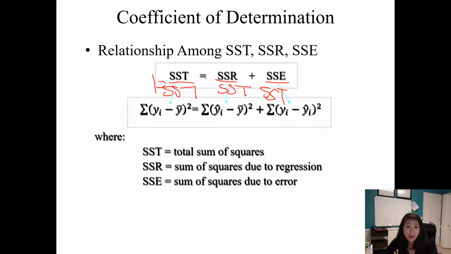Statisticians actually gave this ratio, SSR divided by SST, a new name.